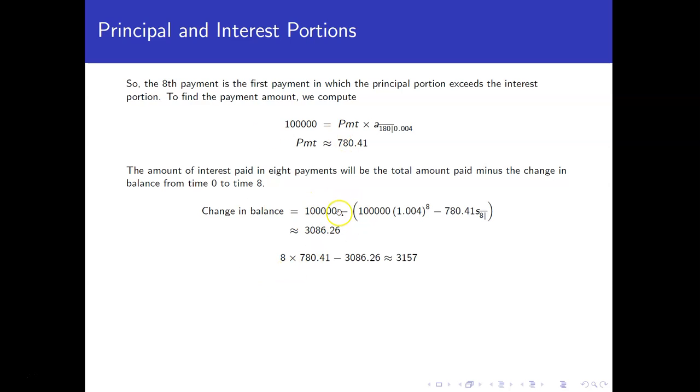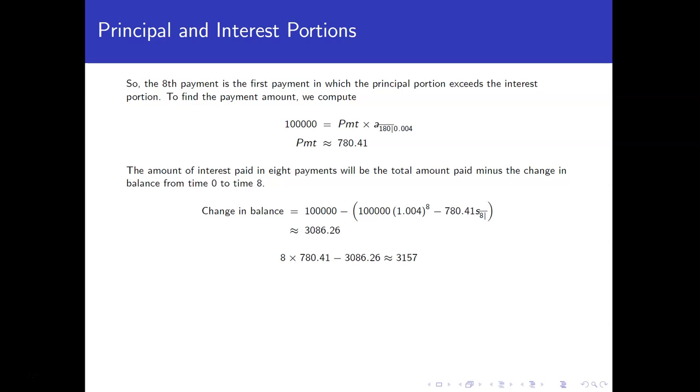So the balance started out being 100,000. It ended up being, using our retrospective method, this amount: 100,000 accumulated forward 8 periods minus the future value of the payment amounts. So the balance goes down by 3,086. This is the amount of principal contained in the first 8 payments. So the amount of interest would be just your total amount minus the amount of principal, or 3,157.